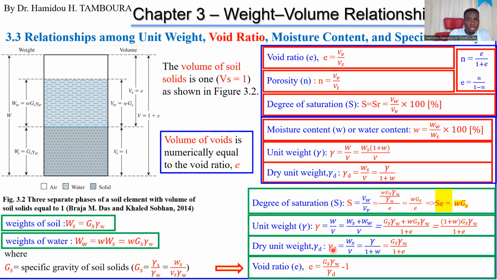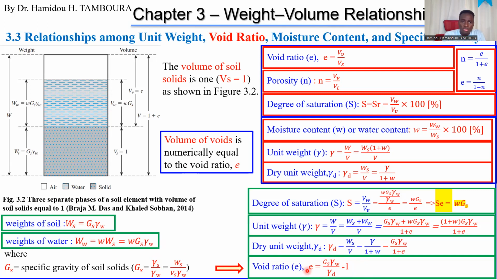Okay, so don't be confused. Dry unit weight is using the total volume. Unit weight of the solid is using the volume of solid. So we can use the dry unit weight, the unit weight of water, and the specific gravity to obtain the void ratio.